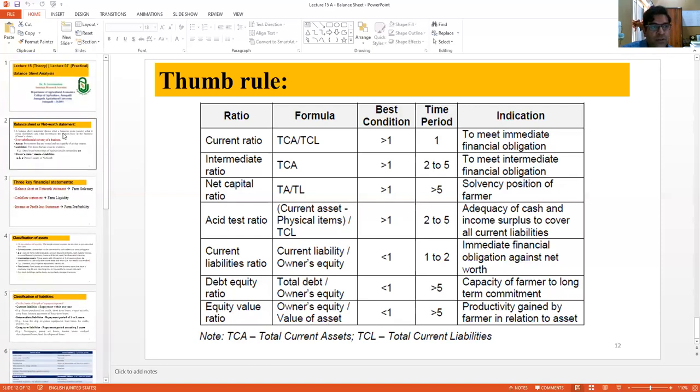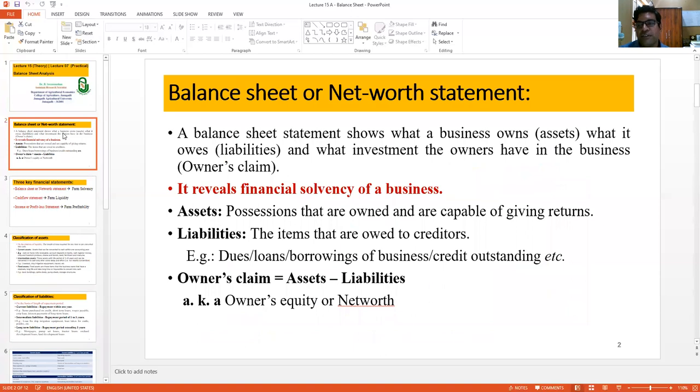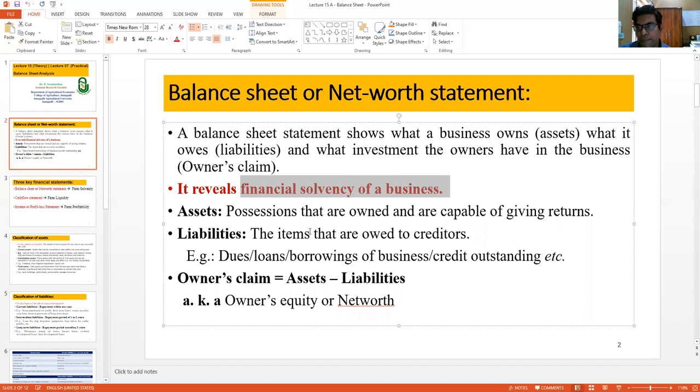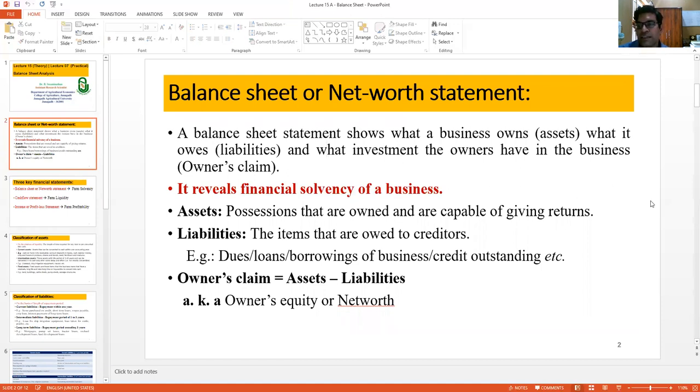So this is what we have seen. Let us revise now. We know what is balance sheet. It's a statement which comprises three components. First is assets, and we know liabilities, and then we have owner's claim or net worth, right? The representation of all the three components in the form of a statement is called a balance sheet. What is the use of it? Financial solvency of a business. We have three statements in agriculture we have seen so far: balance sheet or net worth statement, cash flow statement, and lastly profit or loss statement or income statement. All the three statements are unique and they have their own use.